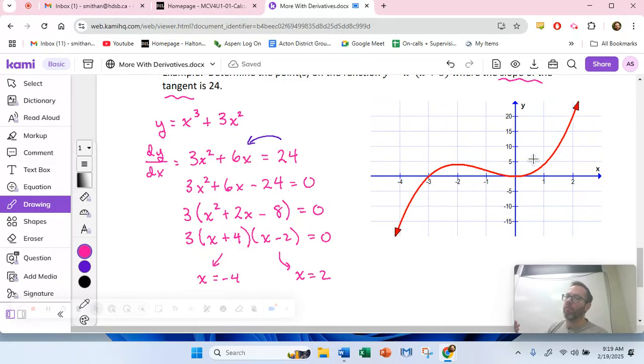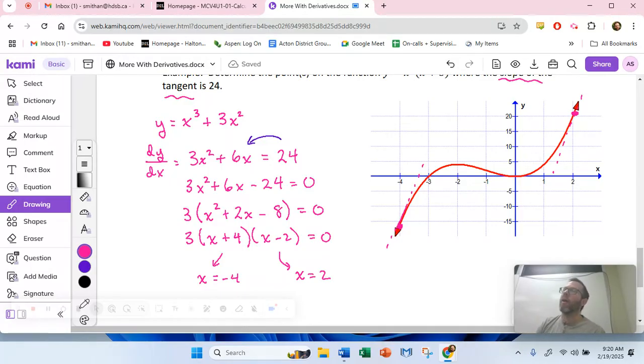But can we just take a pause and reflect on whether this makes sense? This graph is increasing up until this local maximum, then it's decreasing, and then it's increasing again. So it makes a lot of sense that we get two spots where the slope of the tangent line is 24. The first one is at negative 4, so somewhere about here, and the second one is at 2, right about there. It definitely seems like a fit. I could definitely see the slope of the tangent line being 24 at those spots.